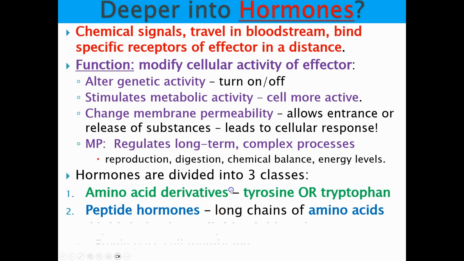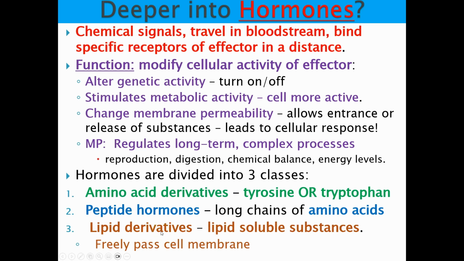And you're going to see when we talk about lipid derivative or steroid derivative hormones, those are going to be the lipid-soluble substances that can freely pass. So steroid hormones are called lipid derivative hormones, and they freely pass the cell membrane. So the reason I'm bringing this up, we're going to get to it later, but the locations of receptors don't have to be on the plasma membrane.